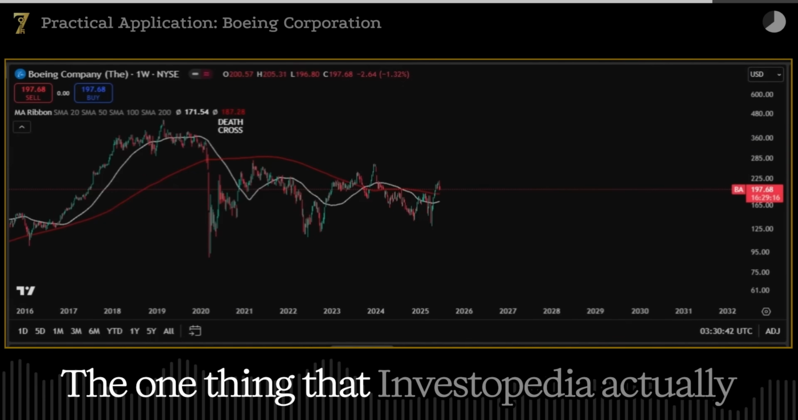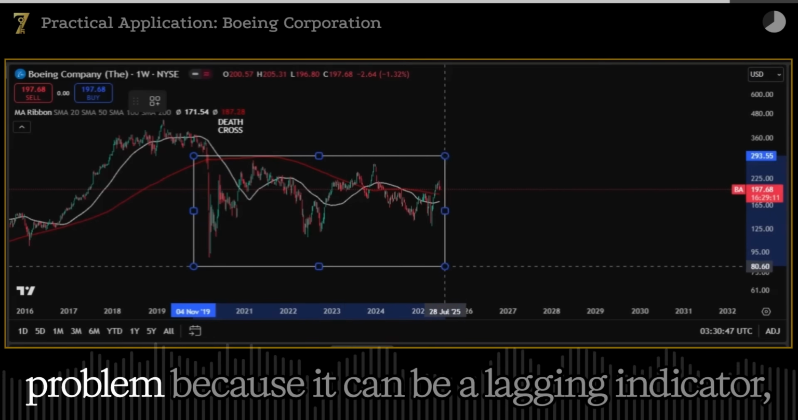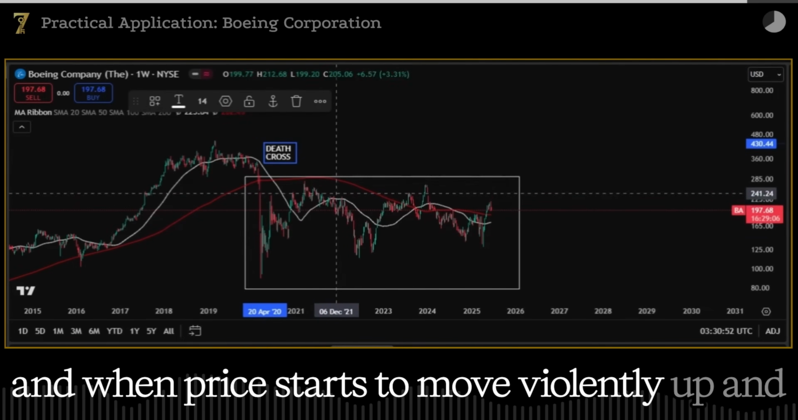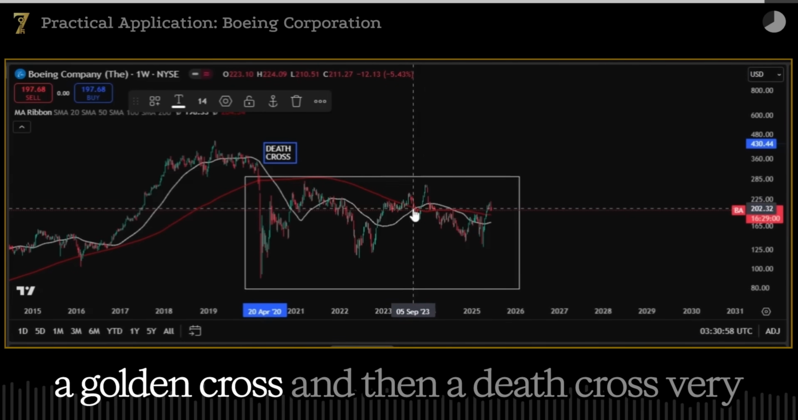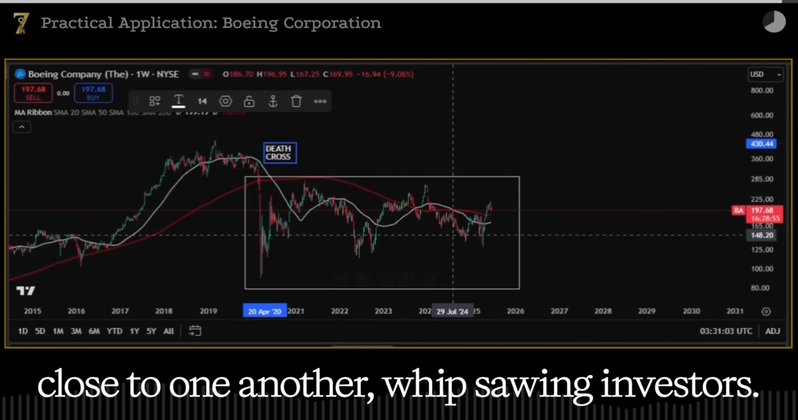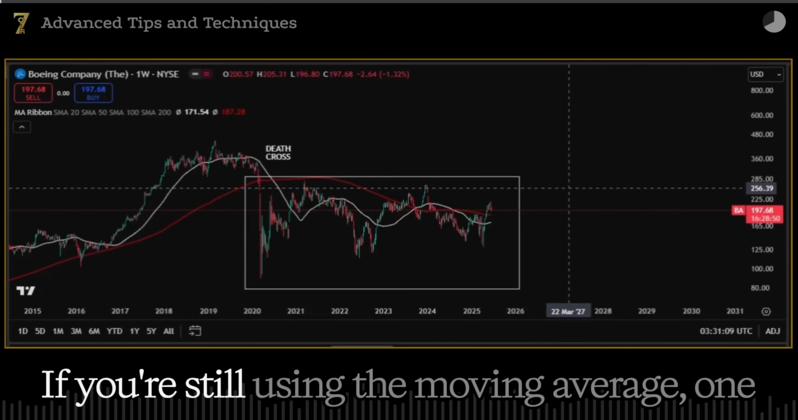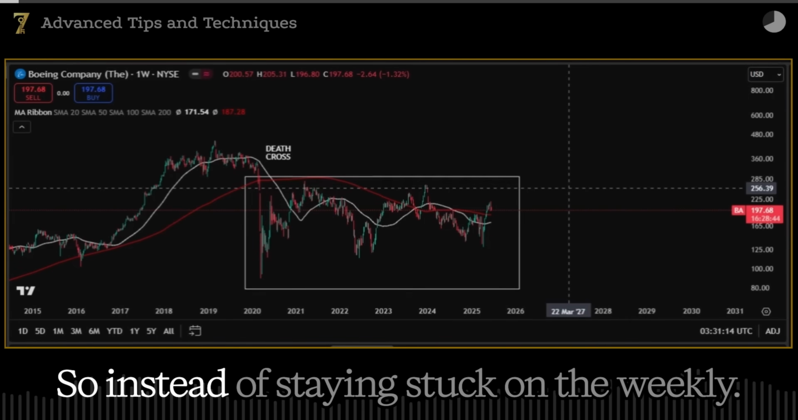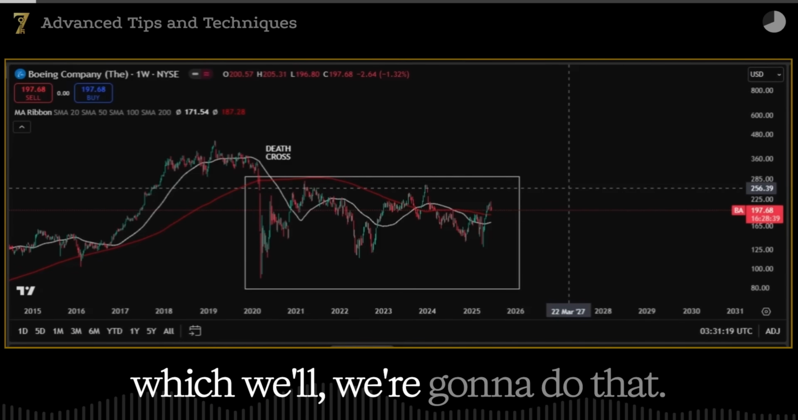The one thing that Investopedia actually did a great job at pointing out is this is a real problem because it can be a lagging indicator, and when price starts to move violently up and down within a range, the signal can trigger a golden cross and then a death cross very close to one another, whipsawing investors. Now, the question would be, what do you do about that, JT? It's simple. If you're still using the moving average, one thing you can do is you drill down in time. So instead of staying stuck on the weekly, we would shift over to the daily, which we're going to do that.